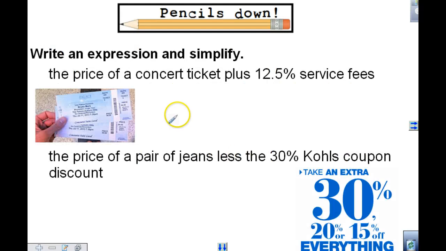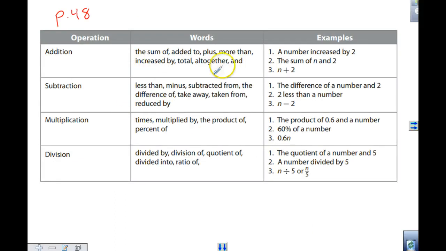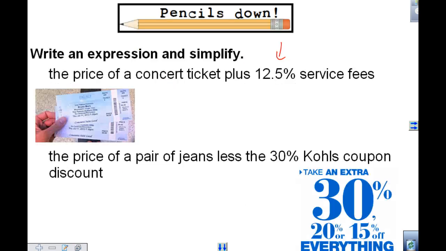Right here. Price of concert tickets plus 12.5% service fees. So maybe you didn't know, there's percent. What do I do with percent? Is that like dividing? Do I just add? Go back to page 48. Where's percent on page 48? No percents. No percents. There it is. Percent. So when I'm working with percents, you should be multiplying. So that's how I use that table.